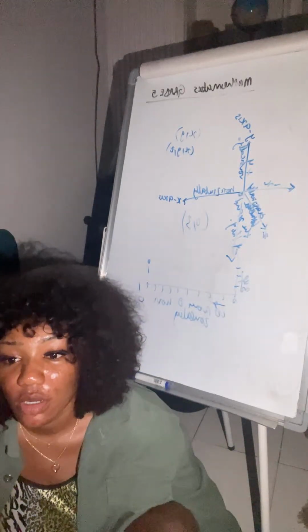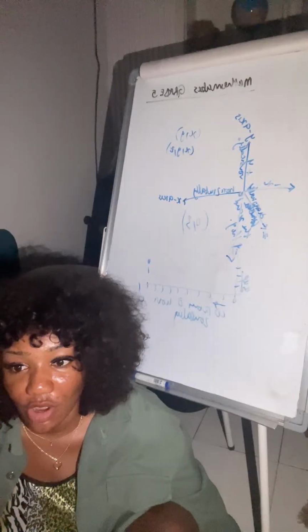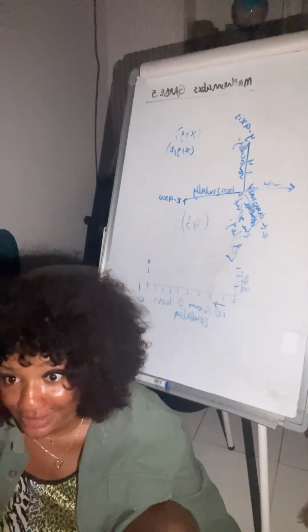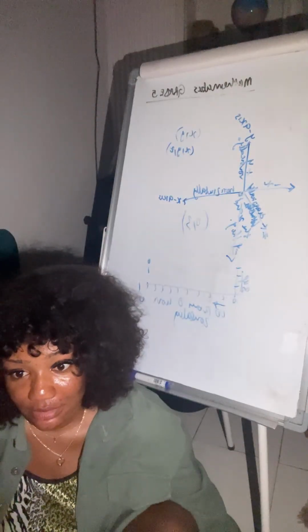Grid 2. All right. Grid 2 says use grid 2 to find the ordered pair for each point. I think it's pretty straightforward, right?